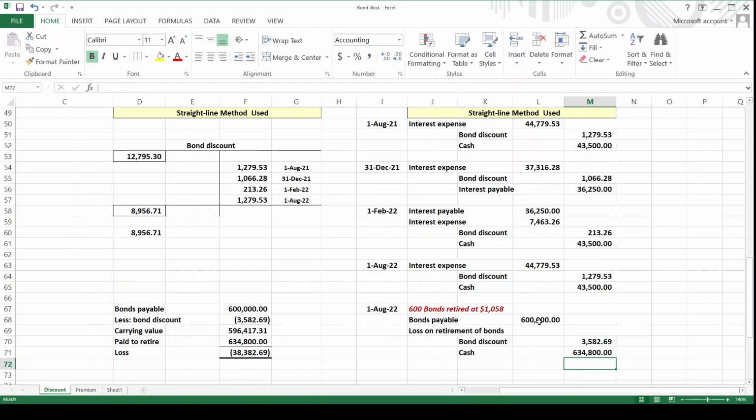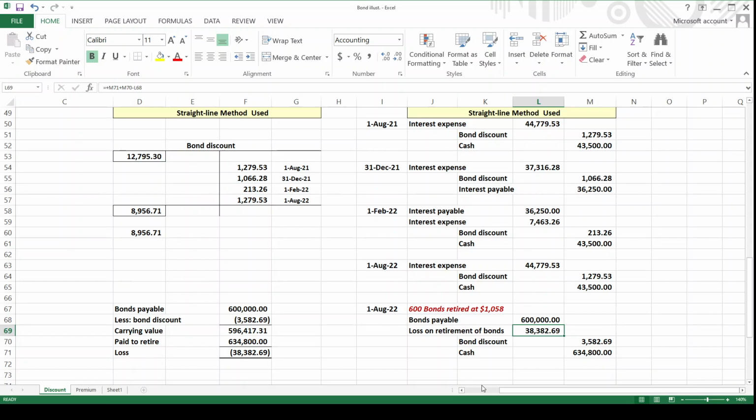All right. Here's our carrying value type calculation. The carrying value of these bonds is those two numbers here, netted. 596. We pay 634. We take a $38,000 haircut. For those of you who are not familiar with yuppie slang, a haircut is a loss on a transaction. 38,382.69. There you go.